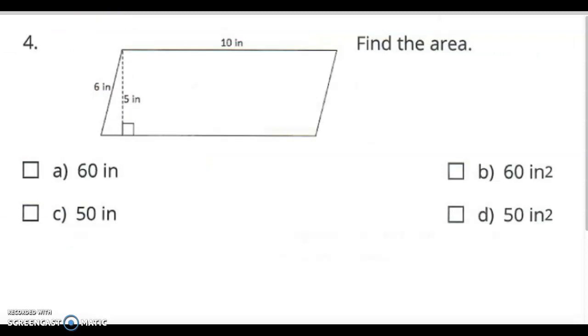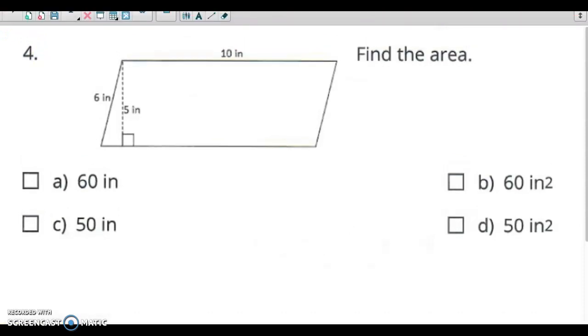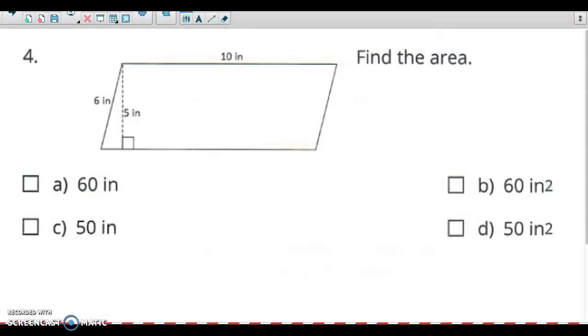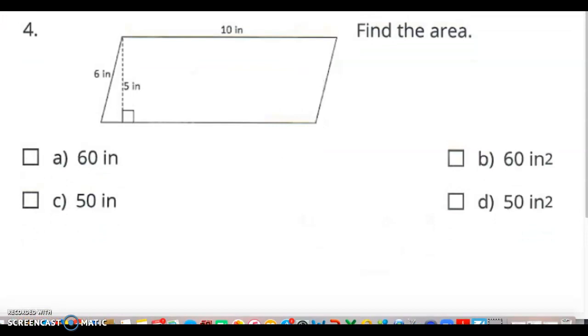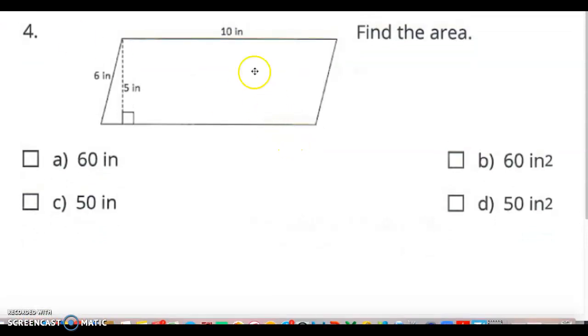For problem number 4, it is a parallelogram. The formula for a parallelogram is base times height. So the base is 10 and the height is 5. So you would do 10 times 5 and you have to label it correctly. One answer is labeled correctly and one answer is not. So be careful of the one you choose.